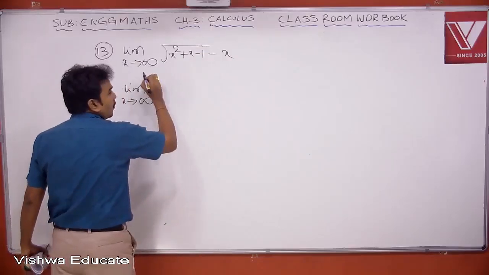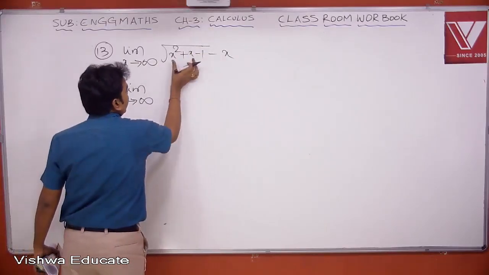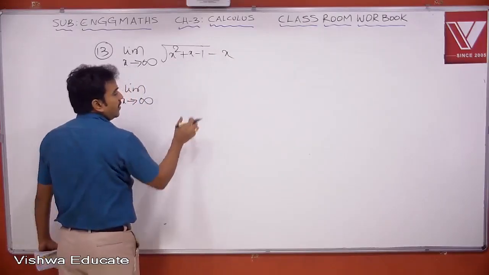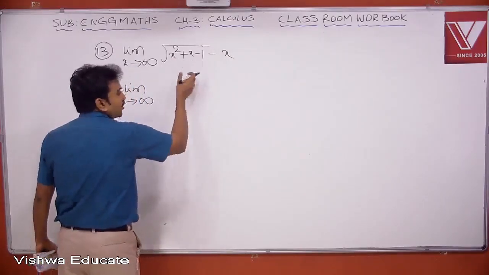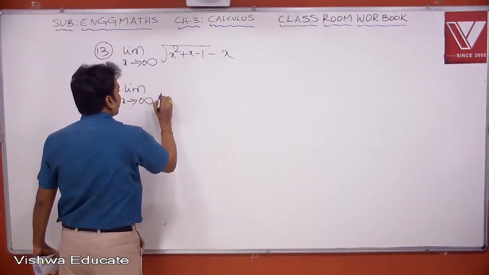So x values are approaching infinity. In that case, try to rationalize this. So this is a, for example, this is b. It is in the form a minus b. So the rationalizing factor is a plus b. Multiply this and divide with the rationalizing factor of this expression.